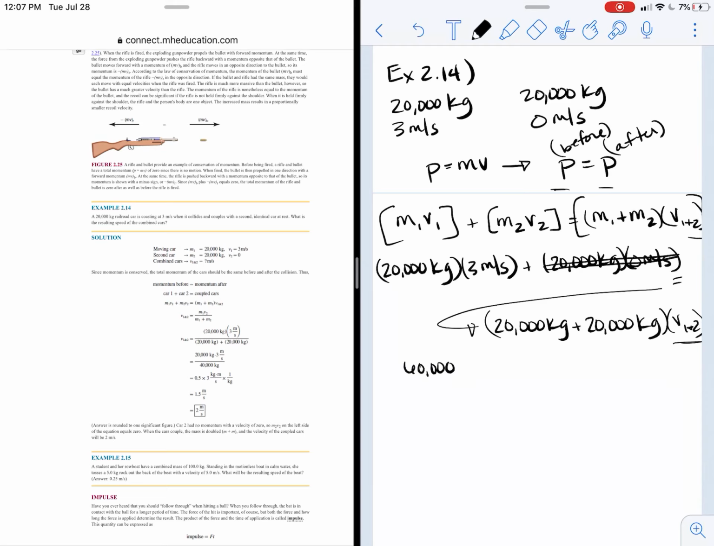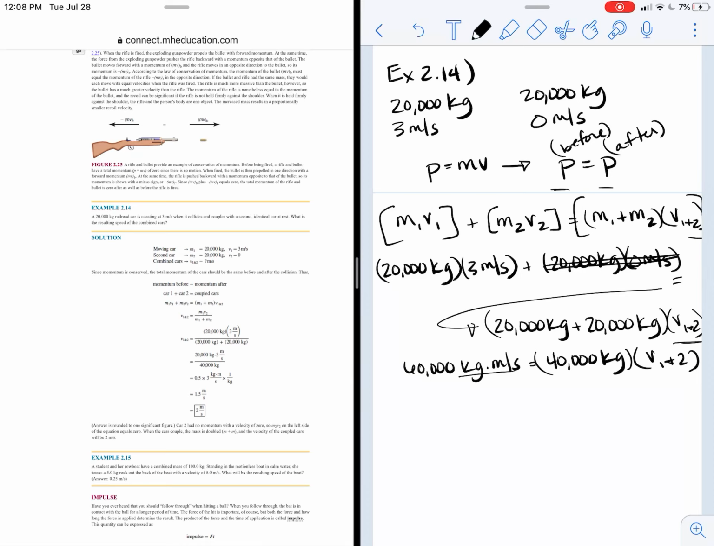And let's talk about units for a minute. You have kilograms times meter per second. Does anything cancel? No. So this right here is a unit for momentum. Something that you need to know, okay? And then 20,000 plus 20,000 is just 40,000 kilograms. And then we don't know what this is. This is what we're trying to find.